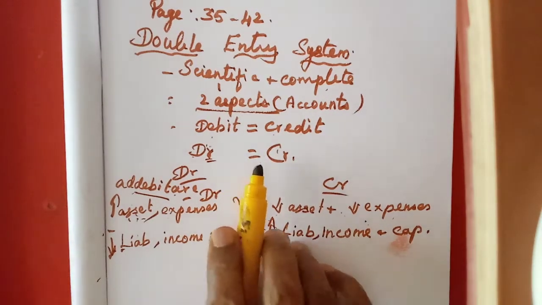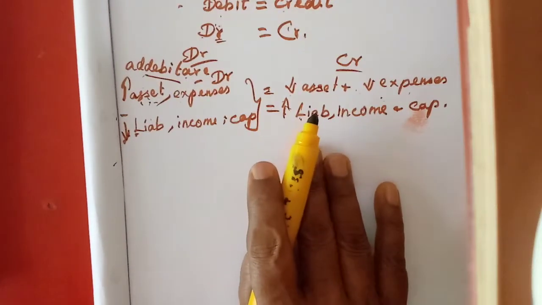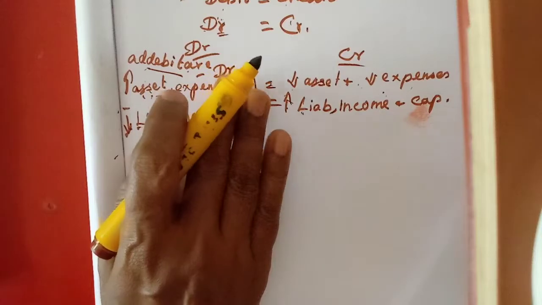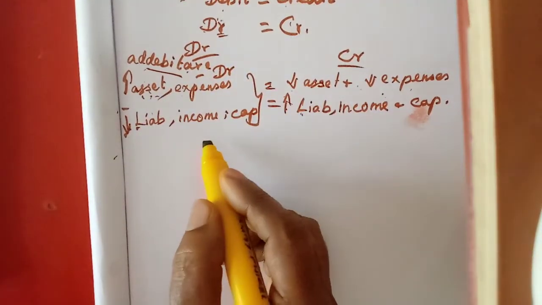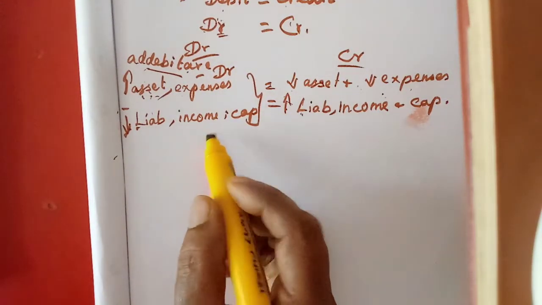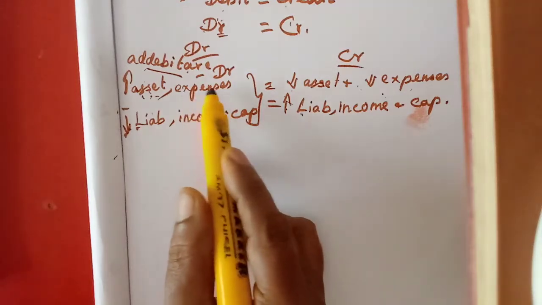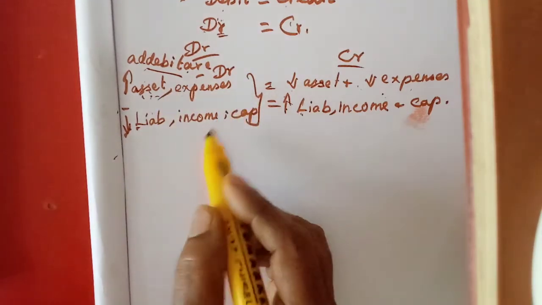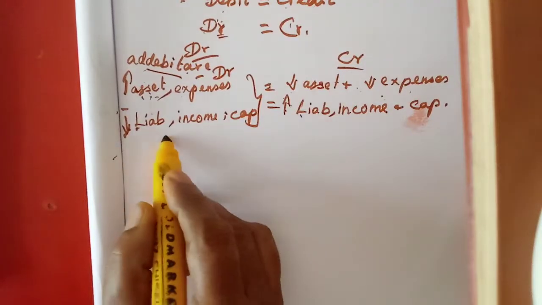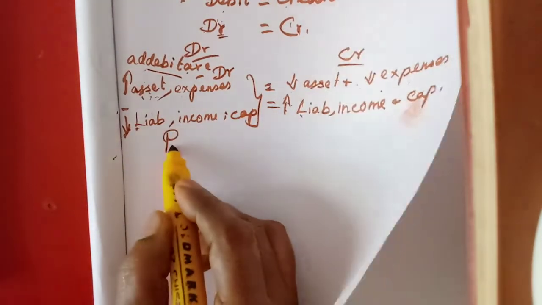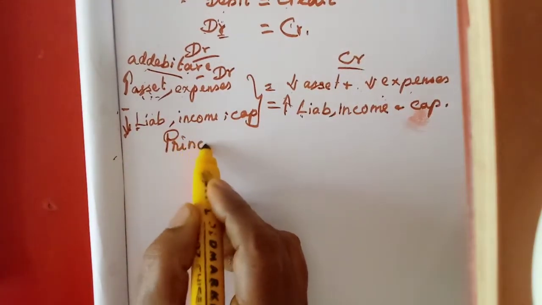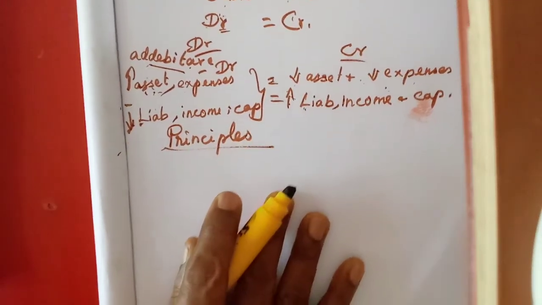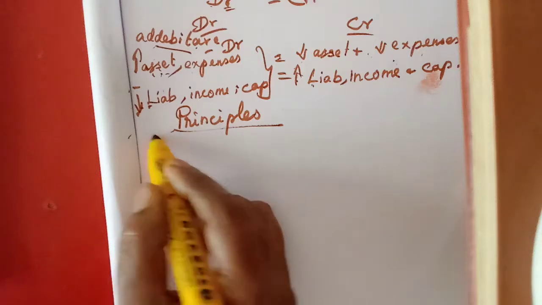Now we will learn about the principles of double entry system. This is the main thing for accounting. We are going to learn the golden rules of accounting. There you will understand very clearly what should be debited, what should be credited. So let us learn now the principles of double entry system. The same thing we have learned.